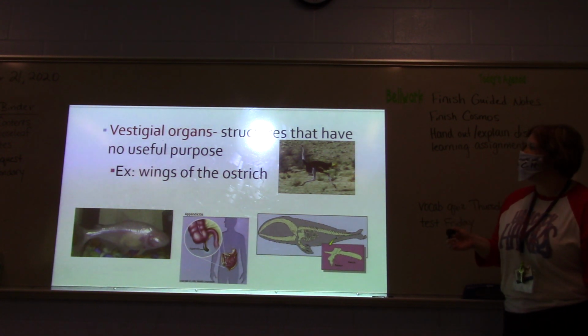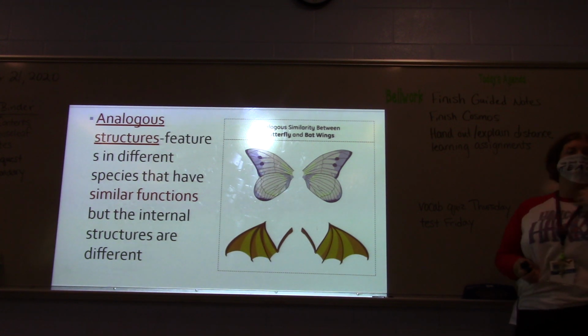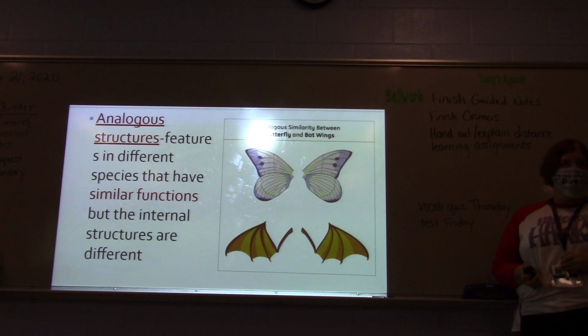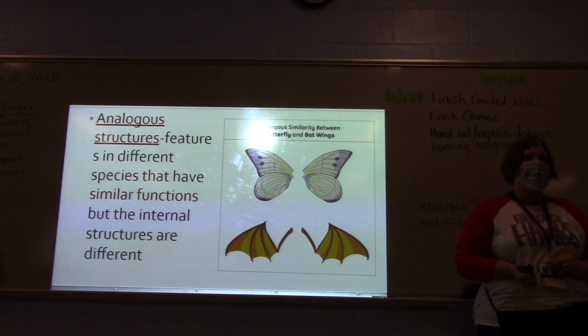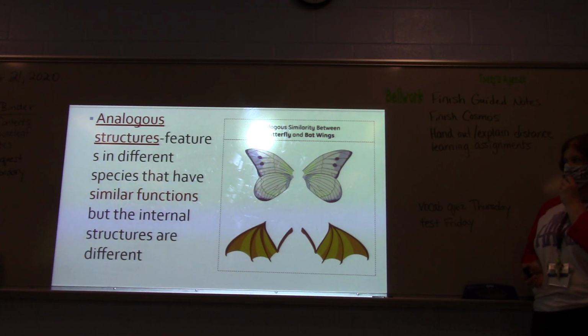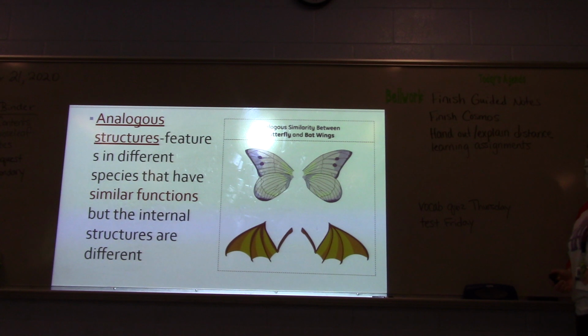All right, moving on. Now, here's where people get confused. We just showed you homologous structures. These are analogous structures, and everybody gets these backwards. Analogous structures are features that have similar functions, but the structure is different. So for homologous, it was same structure, different function. Now we have same function, different structure.